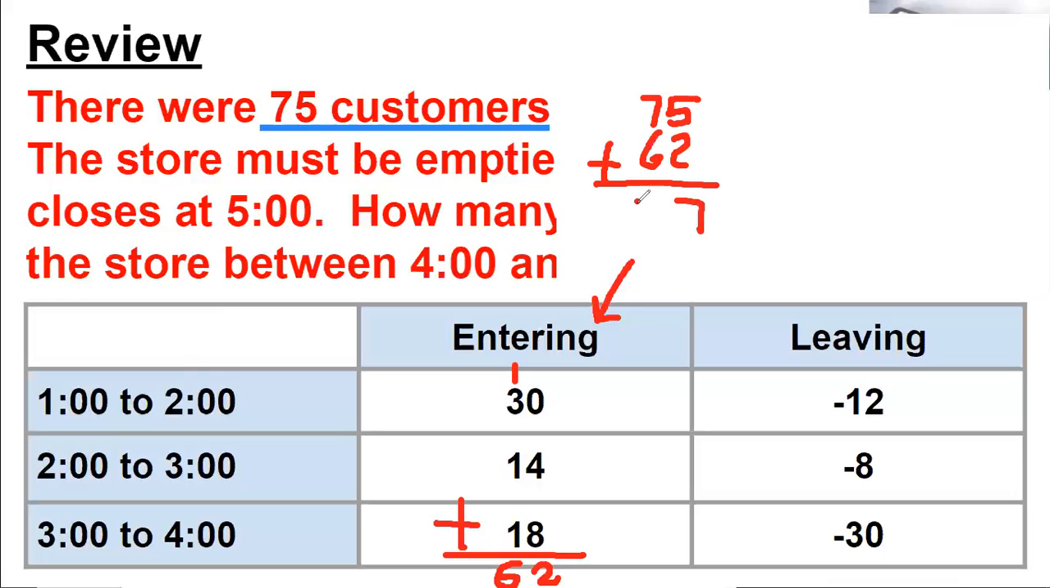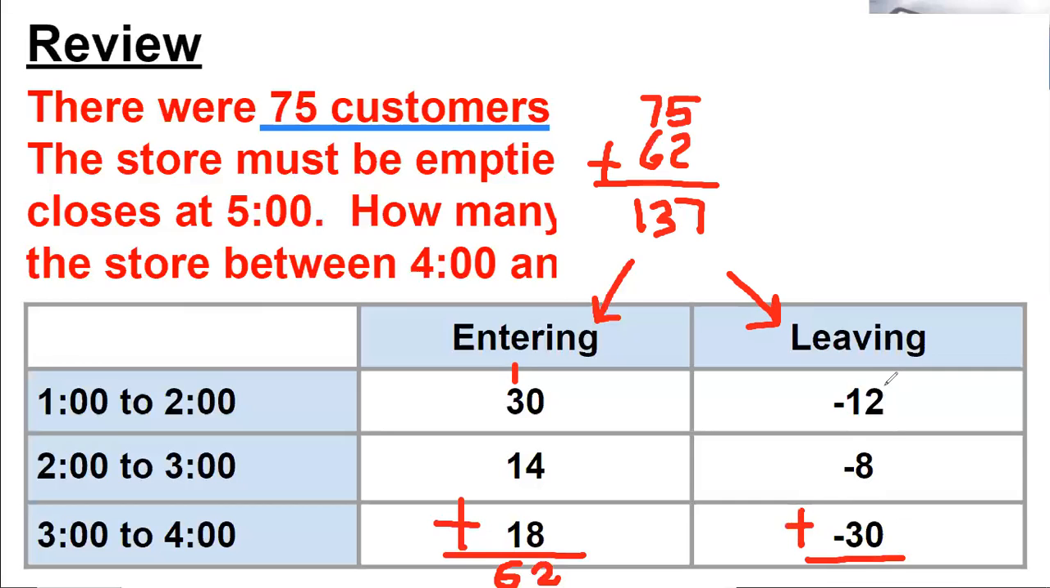7 plus 6 is 13. So at one time there were 137 customers. However, we now need to look at the leaving column, all of the negatives. These are the people that left. So we're going to add up our negative column of people that left.